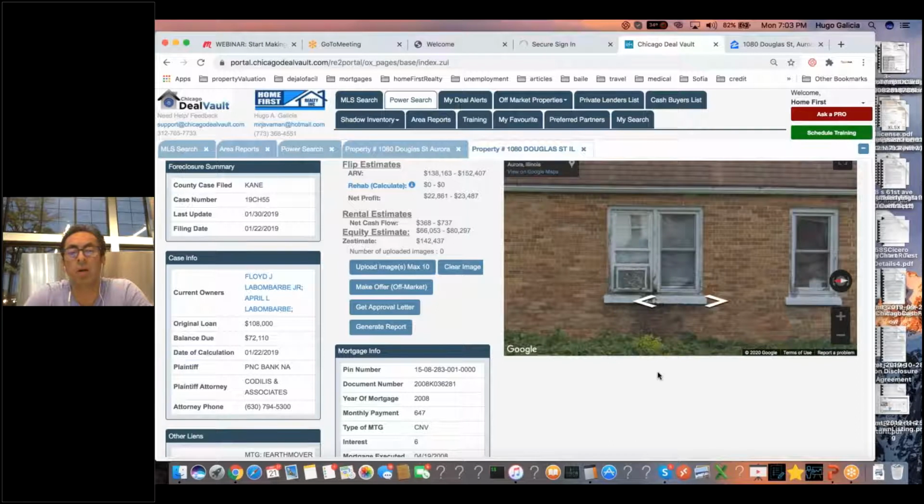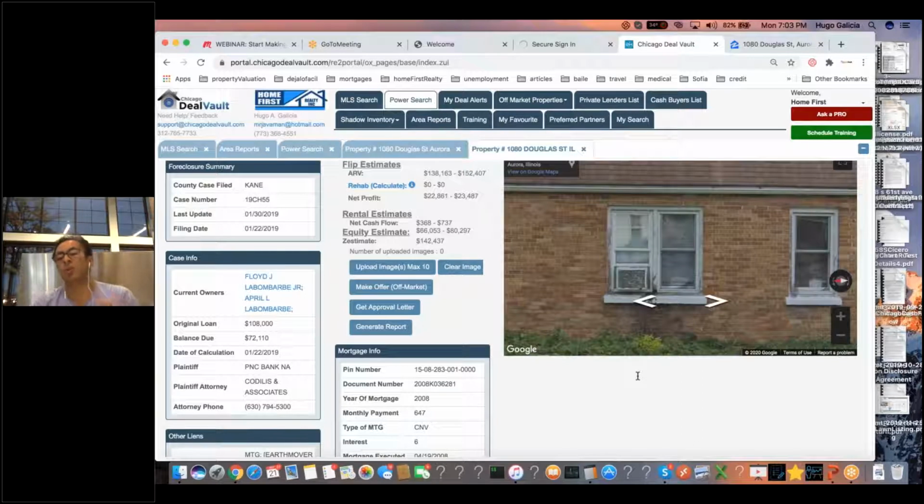107, okay, 107. So guys, remember what I told you. This is a perfect example. So 107, right? How much do you need to add? How much spread do you need to have? 80 to 100,000. So this property should appraise for close to 200,000.